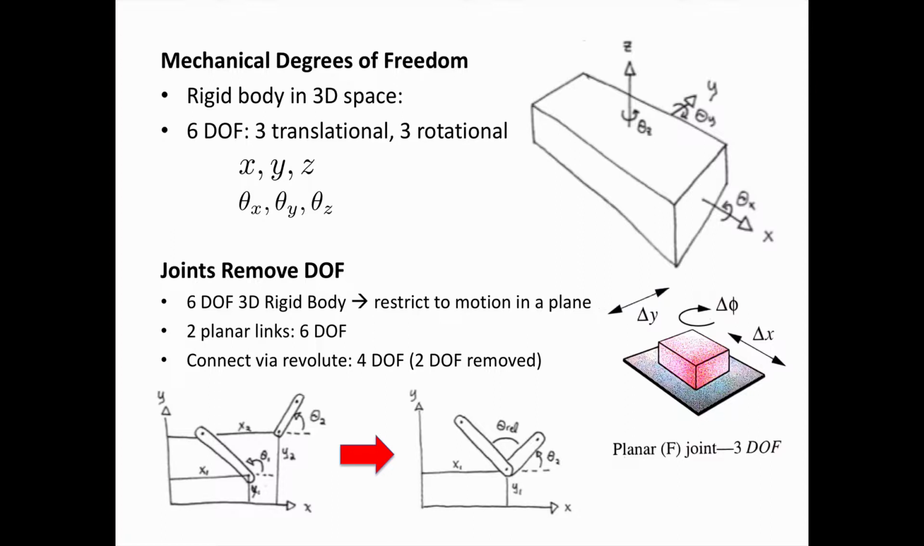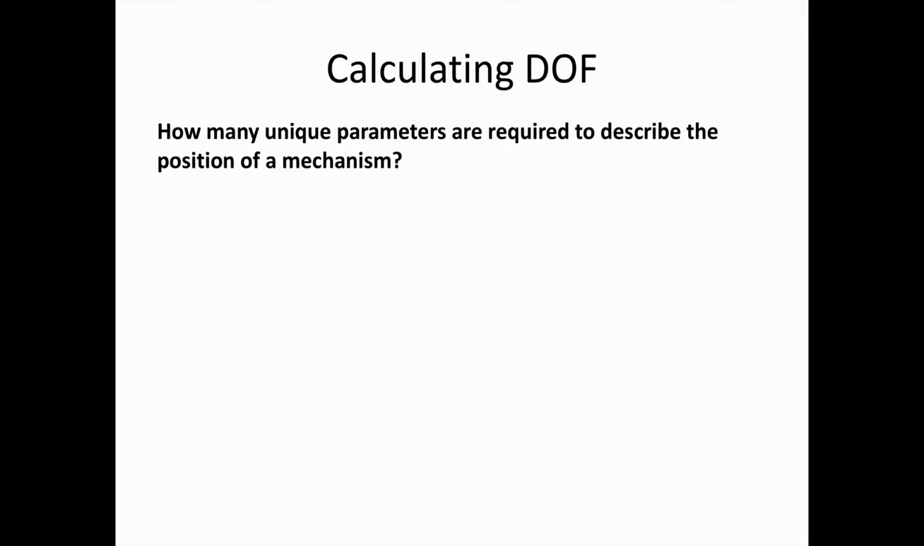With this observation, one might think there's some systematic way of evaluating how many degrees of freedom are in a system based on the number of links and also the number and types of joints. For example, if we add a revolute joint, that removes 2 degrees of freedom from a system. So let's talk about how to actually go through these calculations. We want to know how many unique parameters are required to describe the position of a mechanism uniquely.